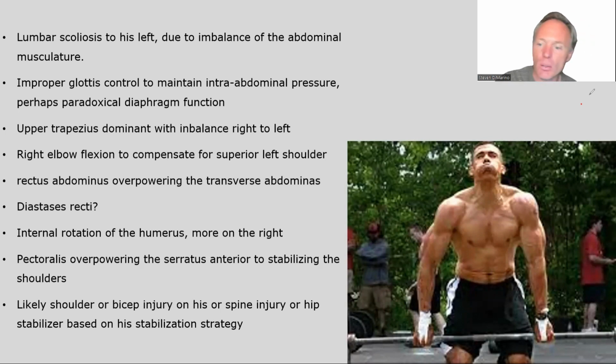He's got lumbar scoliosis, does he? Well, let's see. Is this straight? No, it's curved. So he's getting a curve to the left. See his belly button? It's the hip flexion test. The belly button's beginning to shift. He's lost the glottis control. He's upper trap dominant with an imbalance right to left. Look at this trap compared to that trap, right?